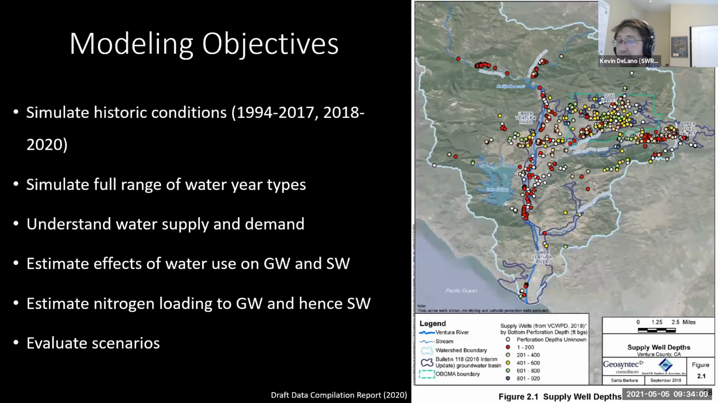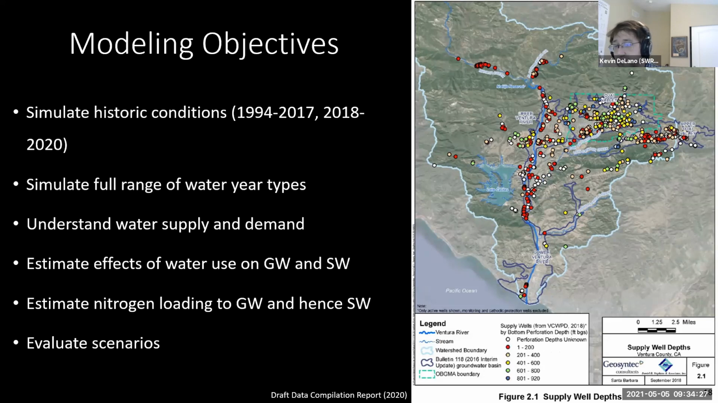So what are the technical capabilities that we need the model to have? It needs to be able to simulate historic conditions. Our model calibration period is 1994 to 2017. And then we're also going to have a recalibration for the post-Thomas Fire years of 2018 to 2020. The model needs to be able to simulate a full range of water year types.